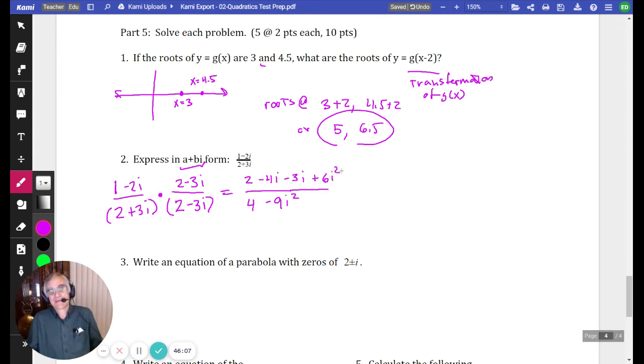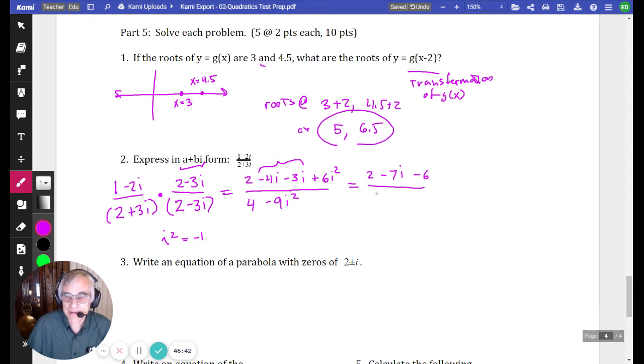Okay, so now it seems to have made something that's even worse than it was before. We've got this long numerator, I've got i squared and all that stuff. But remember, i squared equals negative 1. So in the numerator, we have 2. We can combine these imaginary terms to get negative 7i. And then 6i squared. If i squared is negative 1, this becomes negative 6. 6 times negative 1, so negative 6.